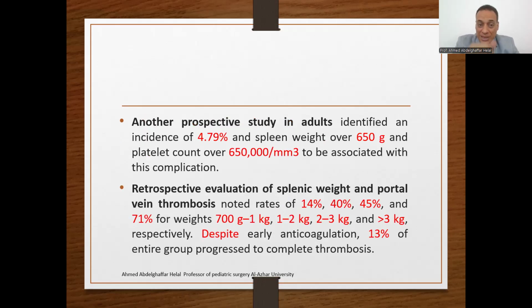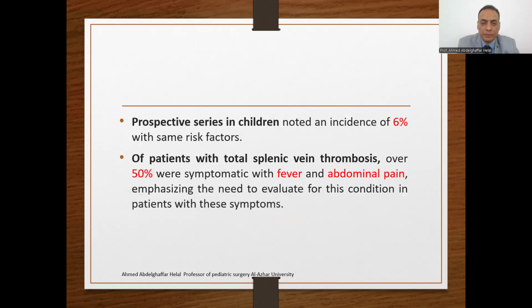Another prospective study identified an incidence of 4.7%, with spleen weight over 650 and platelet count over 650,000 associated with this complication, the portal vein thrombosis. This is also shown in a different figure, linking the weight of the spleen and the percentage of thrombosis.